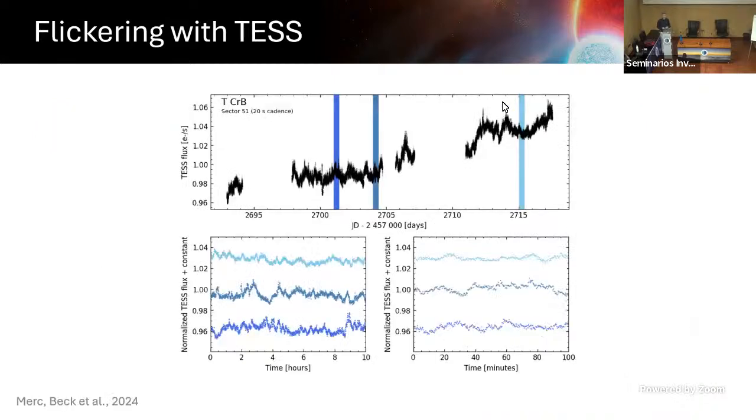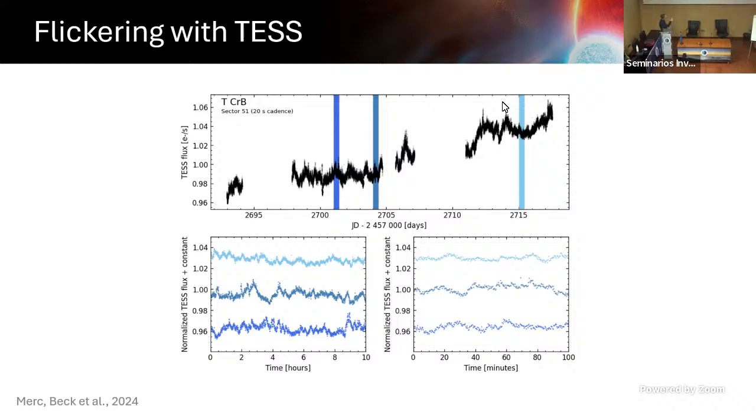This is how it looks with TESS. So this is one of the sectors where we had 20-second cadence for T Corona Borealis. It's showing flickering. This trend is real. With TESS, you have a lot of trends which are not real, but this one is real. So that's a long-term variability of T Corona Borealis. It's an ellipsoidal variable. So basically, this is connected with the orbital motion.